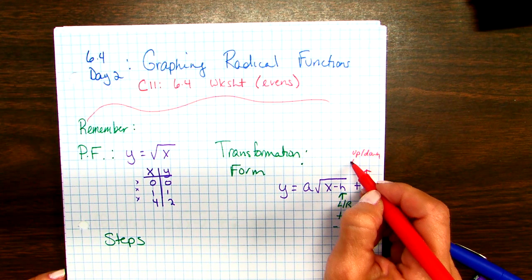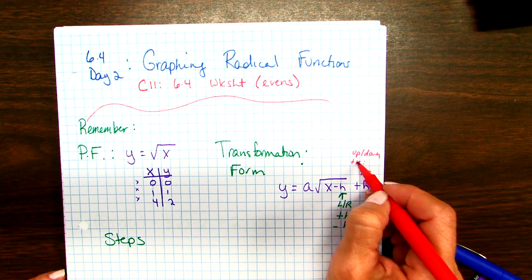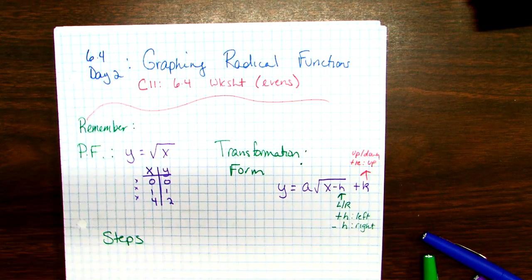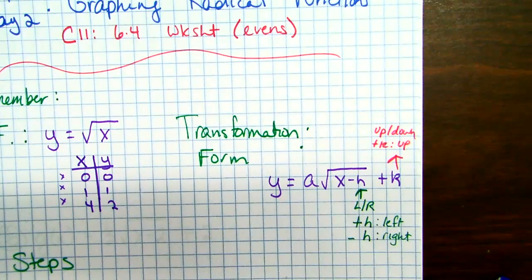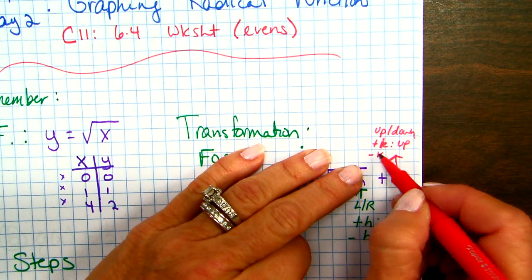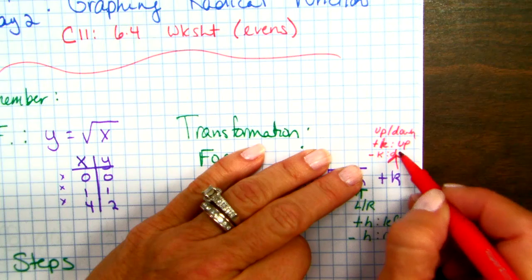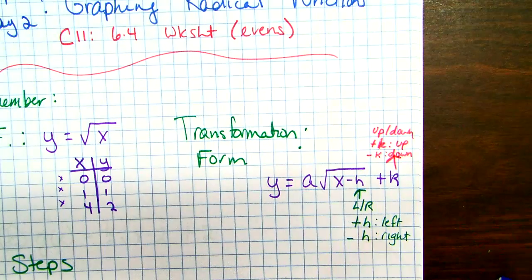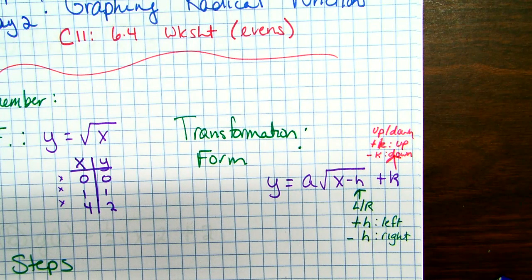If it's a positive k, we go up. Let me zoom in here for you. Positive k, that's a k, it's hard to see it. And a negative k goes down. Okay, so that's what we did yesterday. And you had a nice little assignment. I think you guys all finished, felt pretty good about it.